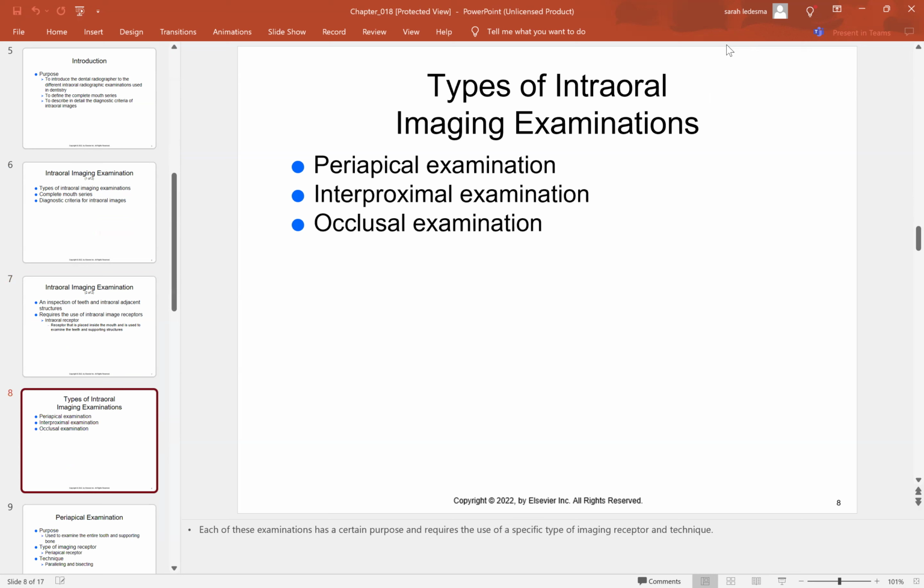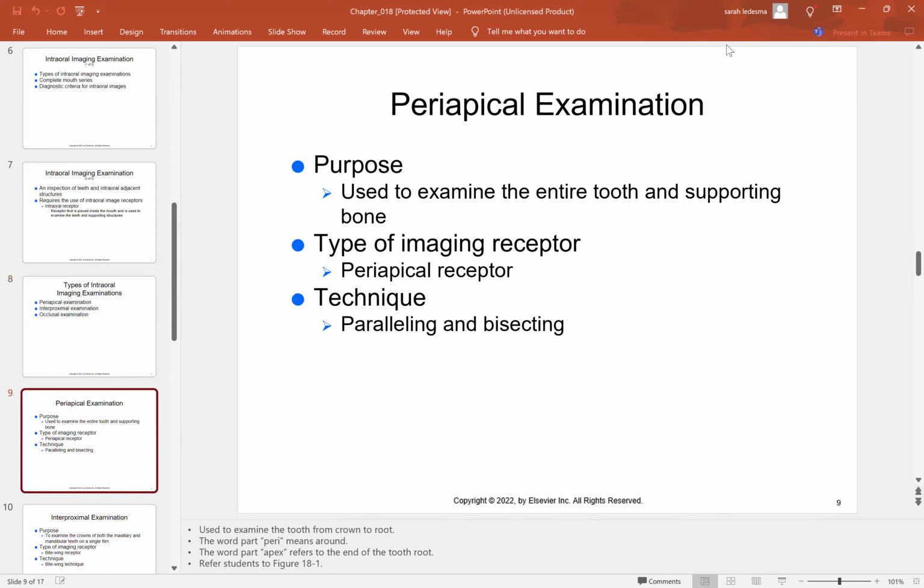Types of intraoral imaging examinations: periapical examination, interproximal examination, and occlusal examination. The purpose of a periapical examination is to examine the entire tooth and supporting bone. We will use a periapical receptor, and to capture the image, we will use the paralleling or bisecting technique.